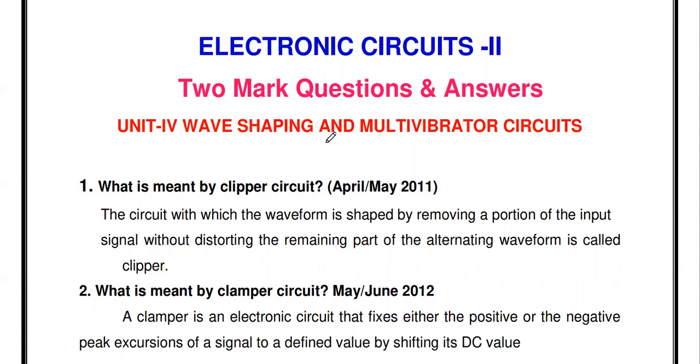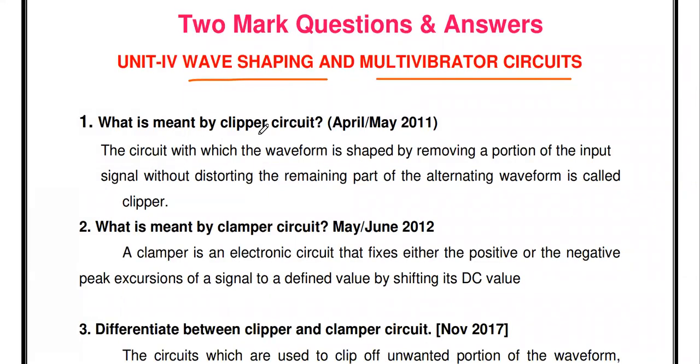The fourth unit is wave shaping circuits and multivibrator circuits. Under wave shaping, there are the clipper, clamper and attenuator. In multivibrators, there are astable, monostable, bistable and Schmitt trigger circuits. Now we will discuss the two-mark questions from this unit.